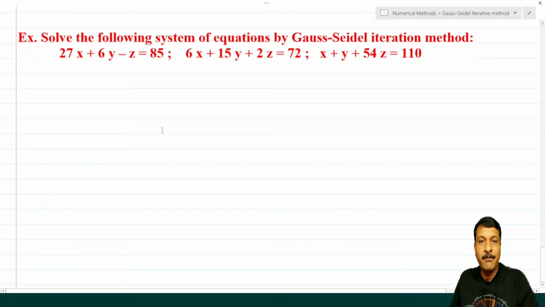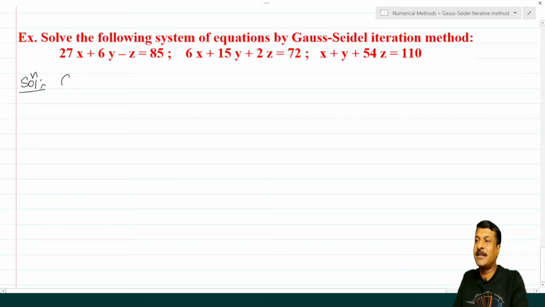Consider the example. Solve the following system of equations by Gauss-Seidel iteration method. 27x plus 6y minus z equal to 85, 6x plus 15y plus 2z equal to 72, and x plus y plus 54z equal to 110. So solution here. Now it is very easy.